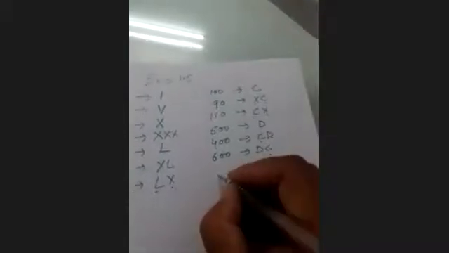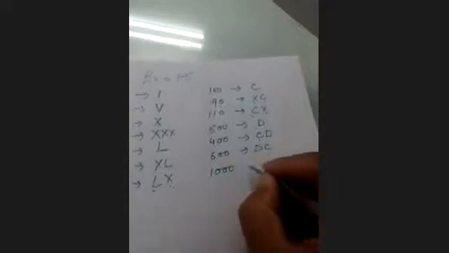For 1000, we'll use the letter M. Same as 900 and 1100: 900 is CM and 1100 is MC. So these are a few letters which we use to write Roman numbers. Now we'll discuss the rules of Roman numbers.